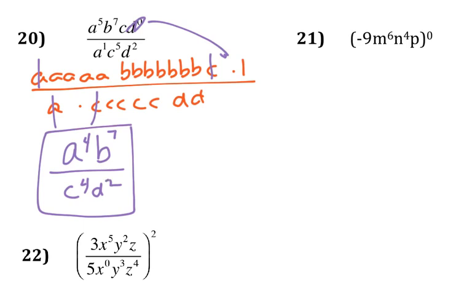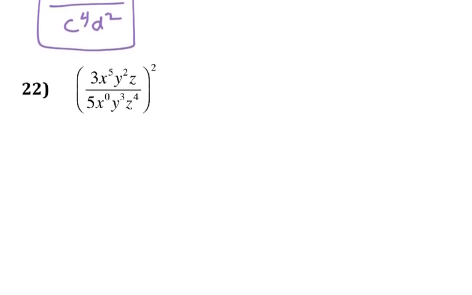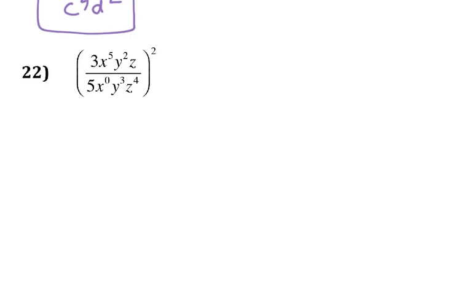Number 21, all of this inside the parentheses is to the 0 power, so the answer is 1. Number 22, this is to the 2nd power, but I'm going to clean up what's inside there first. And so I'm just going to make a new fraction bar, and I'm going to break everything down so that I can see what's there and what can cancel. x to the 0 is just 1.